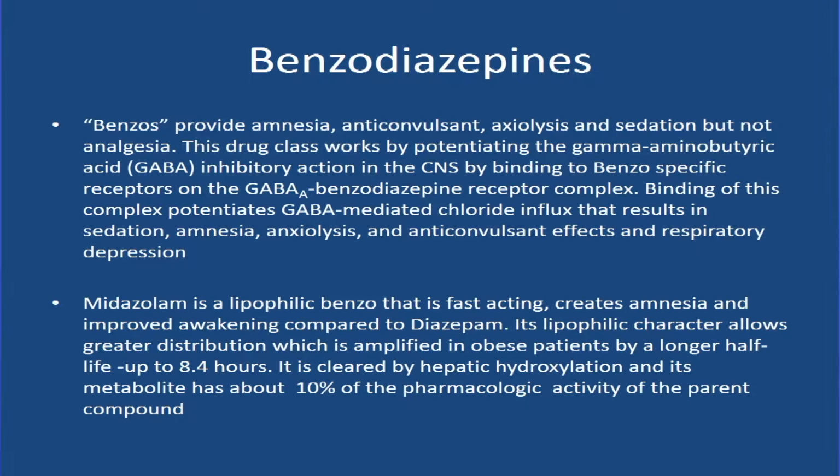This drug class works by potentiating the gamma-aminobutyric acid inhibitory action in the CNS by binding to benzo-specific receptors on the GABA benzodiazepine receptor complex within the neurovascular system. Binding of this complex potentiates GABA-mediated chloride influx that results in sedation, amnesia, anxiolysis, anticonvulsant effects, and respiratory depression.